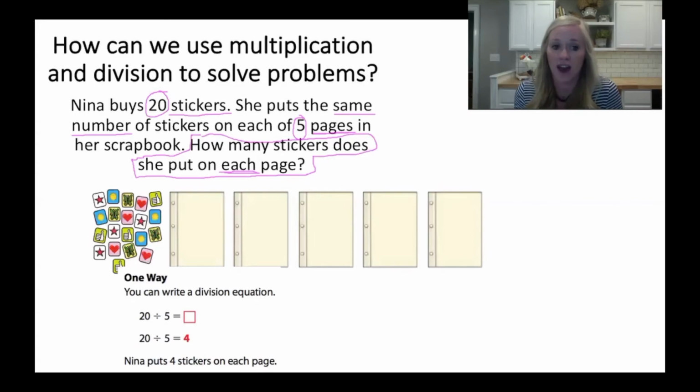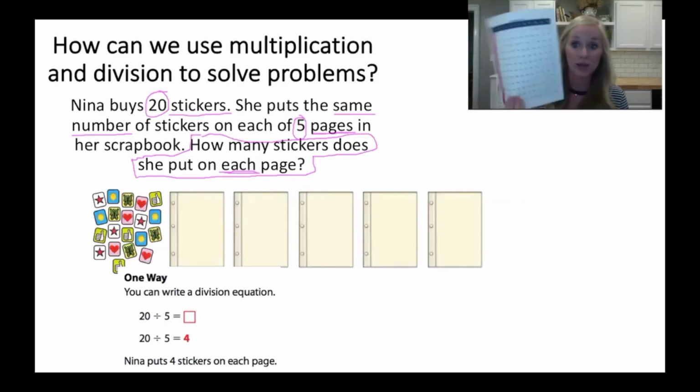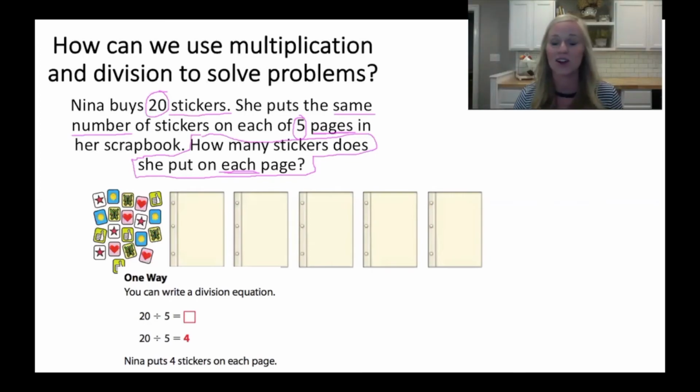You know that fact. Well, if I didn't know that fact, one tool I could use would be that multiplication chart or table that we just talked about on the previous slides, or I could use a picture model like you see here. I could divide up these stickers equally, put the same number on each page until I got to 20, okay? So we know that Nina puts 4 stickers on each page.